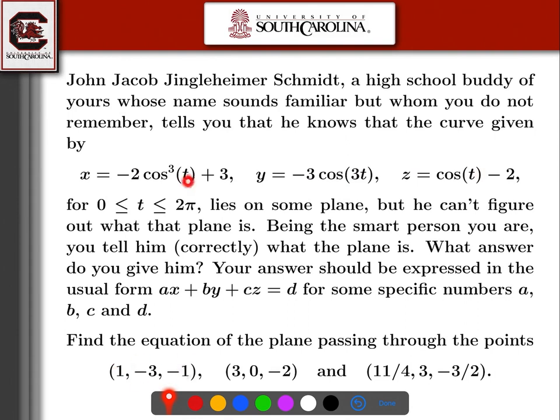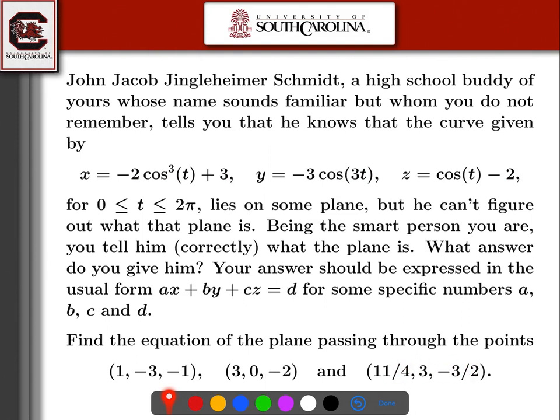Plug in t equals pi halves. Cosine is 0, so is cosine of 3 pi halves. So this is just going to be 3, 0, minus 2. And last, well, if I plug in t equals pi, this is negative 1 cubed. It's negative 1. We'll have 2 plus 3. This will be 5. Well, this is not what you get when t equals pi.